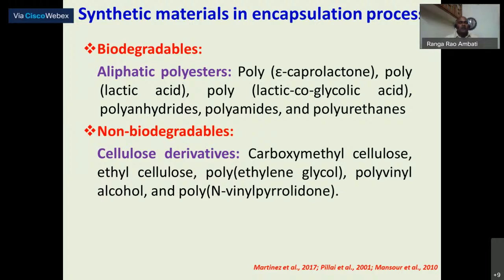Coming to synthetic ones, people use biodegradable and non-biodegradable materials. The biodegradable materials are aliphatic polyesters, such as polycaprolactone, polylactic acid, and polyglycolic acid, and also polyanhydrides, polyamides, and polyurethanes. People use these biodegradable materials for coating. Coming to non-biodegradable materials, cellulose derivatives, carboxymethyl cellulose, ethyl cellulose, and then polyethylene glycol, polyvinyl alcohol, and poly-N-vinyl pyridine. So these are some of the biodegradable and non-biodegradable materials people use for this encapsulation process, but these are the synthetic sources. Next slide, please.